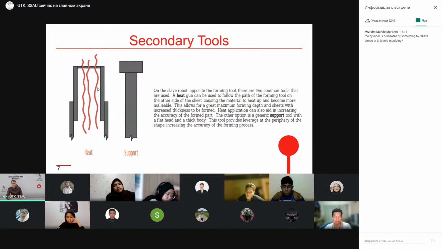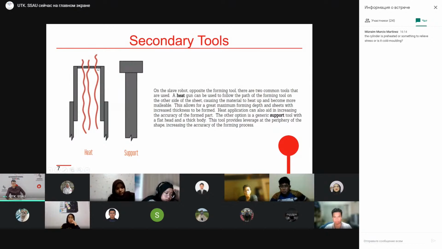So on the opposite side of the sheet, in the place of local deformation, in the place where the punch is situated, on the opposite part, we can place some heating device. It can, for example, heat the part by hot air, or it can heat the part by electrical current. We can heat the workpiece, the blank, locally, and in this way we are increasing the formability of the sheet metal, and as a result we can produce parts with a bigger deformation, with bigger strains.